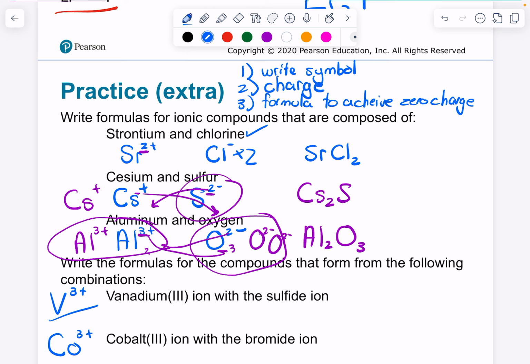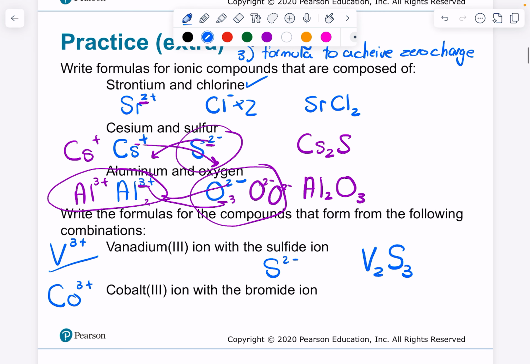Okay, we said vanadium 3+ looks like this. Sulfur is S2-. So again, crossing charges, V2S3. And last, cobalt 3+ with bromine is a -1. So again, crossing the charges would be CoBr3. Okay, so that is determining the chemical formula just based on the elements that are part of the compound.